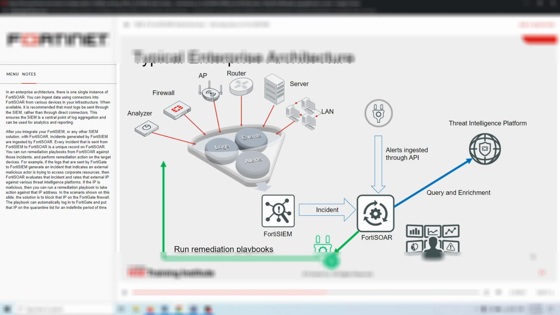For example, if the logs that are sent by FortiGate to FortiSIEM generate an incident that indicates an external malicious actor is trying to access corporate resources, then FortiSOAR evaluates that incident and rates that external IP against various threat intelligence platforms. If the IP is malicious, then you can run a remediation playbook to take action against that IP address. In the scenario shown on this slide, the solution is to block that IP on the FortiGate firewall. The playbook can automatically log in to FortiGate and put that IP on the quarantine list for an indefinite period of time.